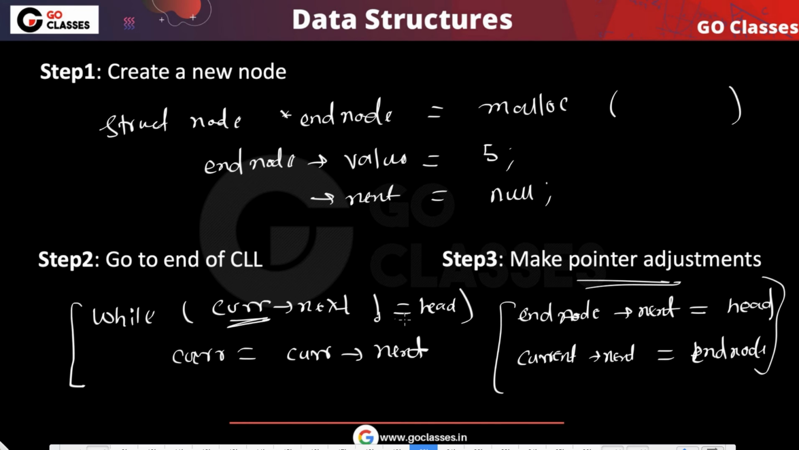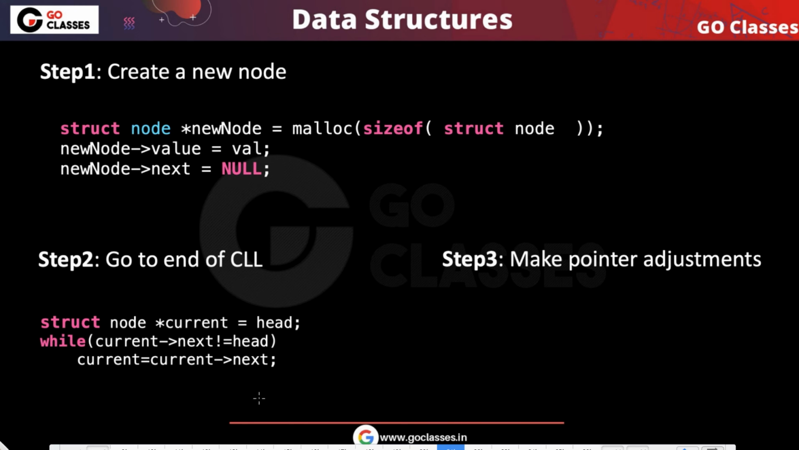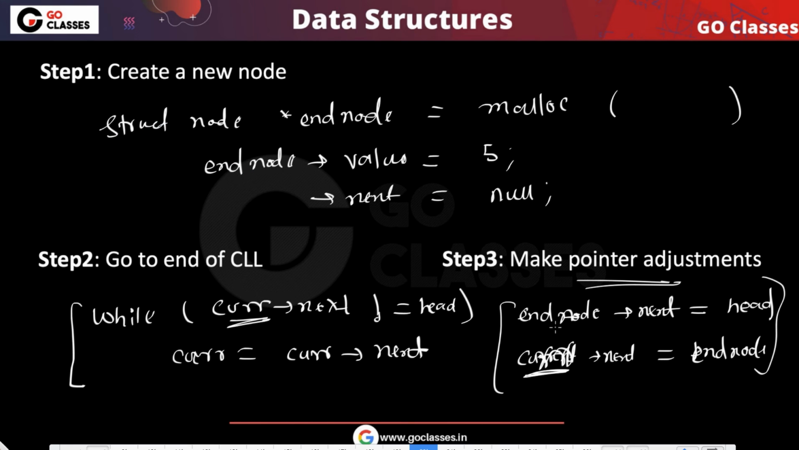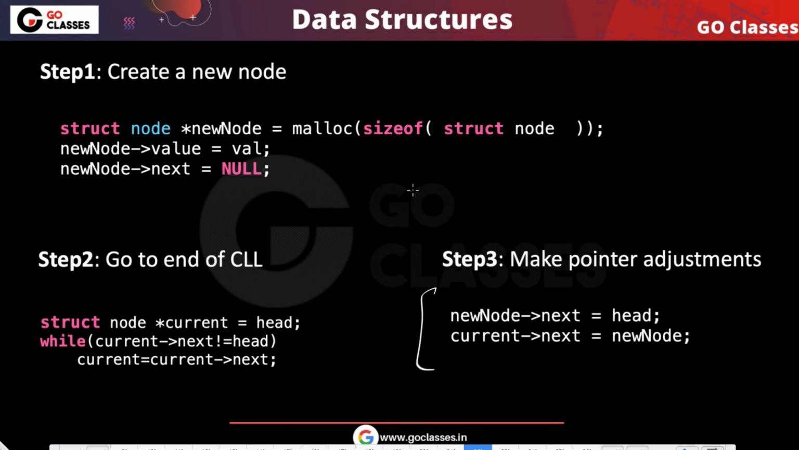So this is curr or current, whatever the variable name you want to write, maybe just curr. Anyway, I hope that is fine. The last step is pointer adjustment. Whether I use the new node or the end node, you can do it like this: new node next equal to head, current next equal to new node. I think we did a similar thing: new node next equal to head, current next equal to new node. Yes, so this is the valid code.